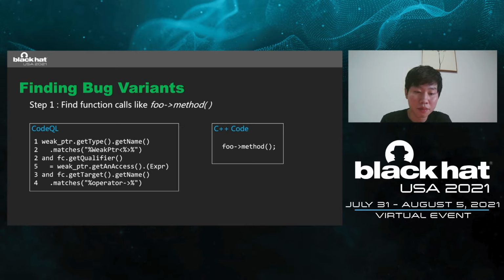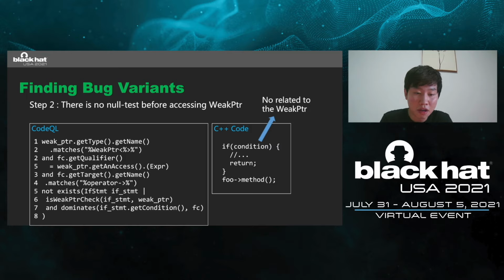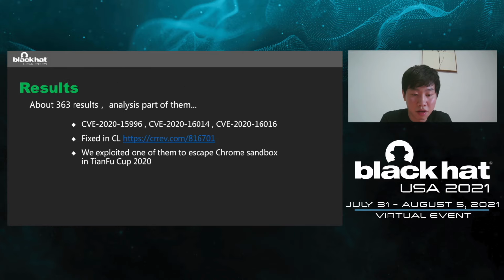So about the CodeQL part, we first find the function calls invoked on a WeakPtr object. We match the type name and find all accesses. And the next step, we want to ensure that there's no null test before accessing the WeakPtr. So the code says that there does not exist any if statement which is related to the WeakPtr. The query gives about 363 results in our testing, but many of them are duplicates of the same class.